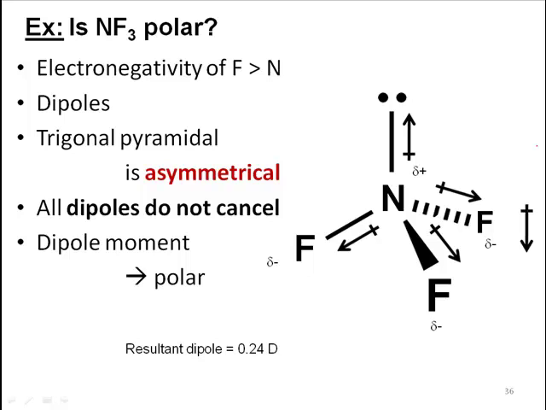What was the other one? The other one was 1.47 debye. It's just a way of comparing the polarity of an individual molecule.